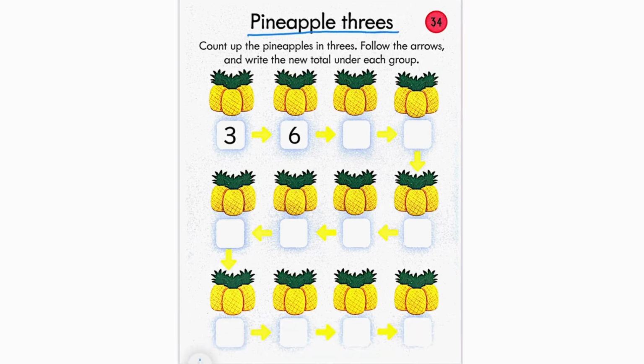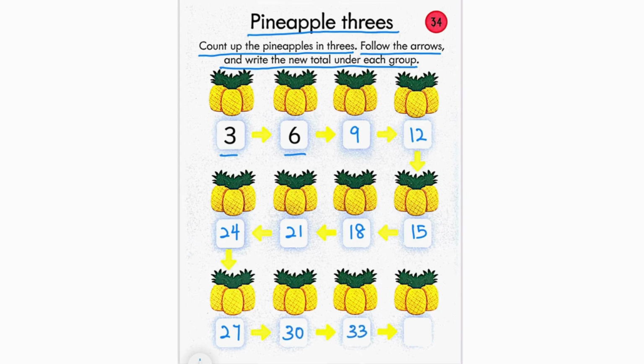Pineapple trees. Count up the pineapple in trees, follow the arrows, and write the new total under each group. 3, 6, 9, 12, 15, 18, 21, 24, 27, 30, 33, 36.